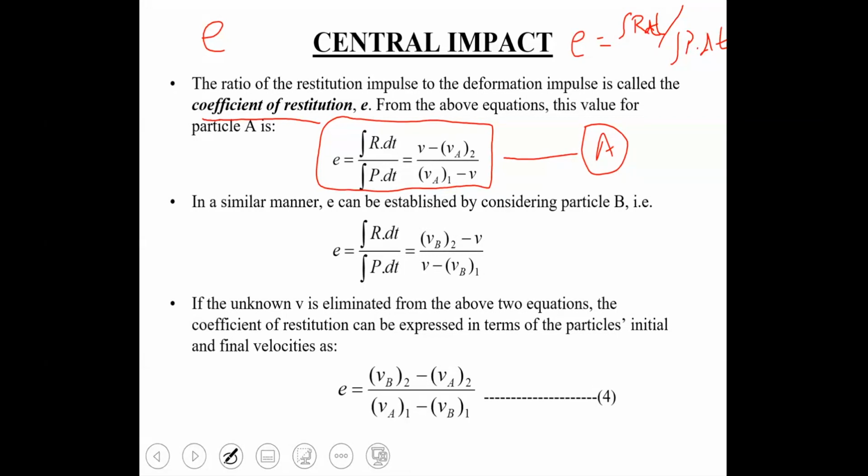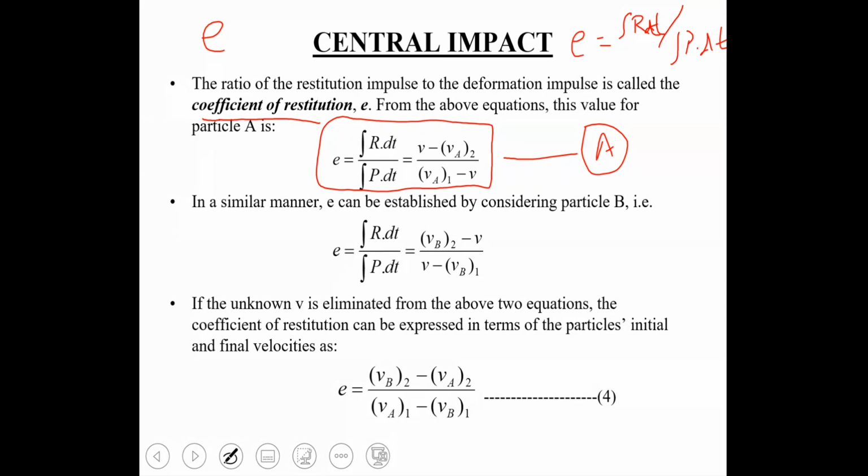So we take the mass common from numerator and denominator and cancel it, because it represents the particle's mass MA. So it cancels and we get E in terms of velocities, which is V minus VA2 over VA1 minus V. So I hope that this equation A and how it is derived is clear to all of you.